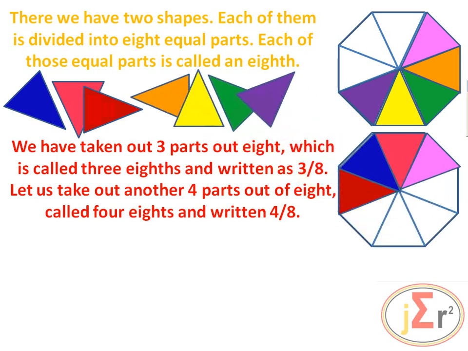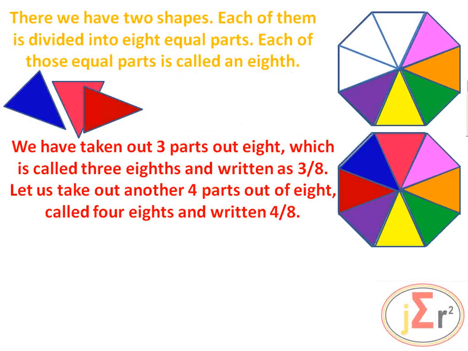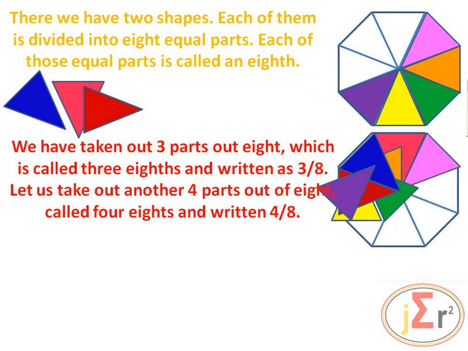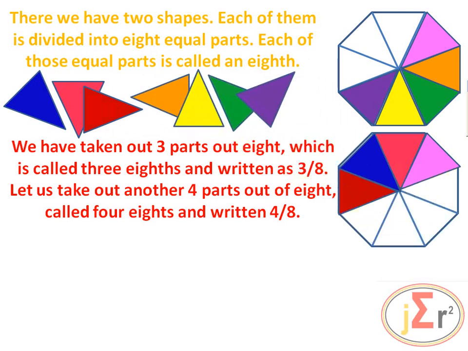But this time we are not taking the eighths from the first one as we did. We are taking those eighths from the other one. So what do we have? How many eighths are we taking now? 4 eighths. 4 parts out of 8, or 4 eighths. Are we able to say that we have a total of how many, Jerry? 7. 7 what? 7 eighths. So we have 7 eighths.